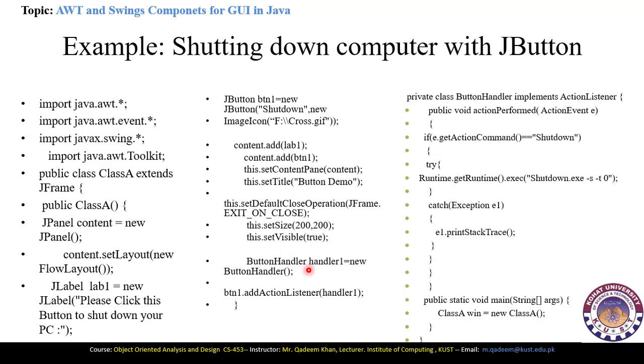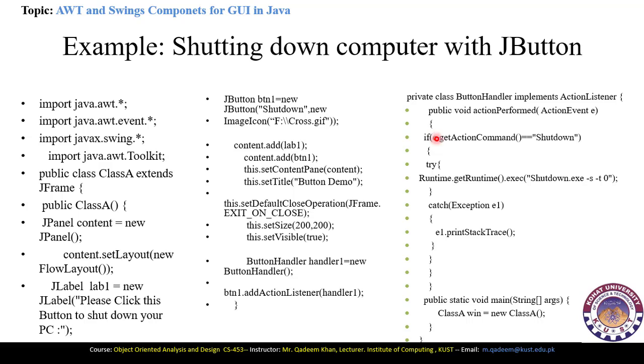Next is ButtonHandler handler1 = new ButtonHandler. This is the ButtonHandler class, and here we have defined its object handler1. Now this class will be defined later, but here we have just declared the object of the ButtonHandler. Now we have associated this handler with button 1. So button1.addActionListener(handler1). So we have associated it with button 1.